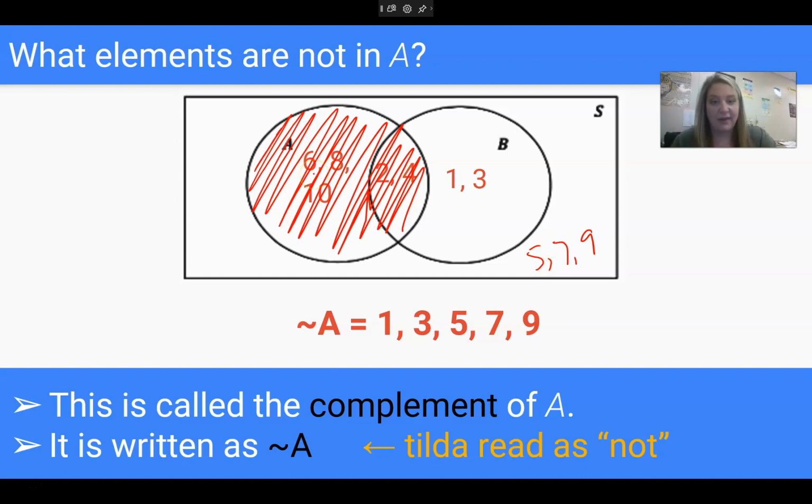So not in A, we have 1, 3. We also have 5, 7, 9 out here, not in a circle. So not A is going to be not even, right? If A was all the even numbers, not A means not even. This is called a tilde symbol, but we read it as not. Okay, this is a complement. So when we have that little tilde symbol, it's read as not A or a complemented A. So here A was even numbers, so not A means not even numbers.